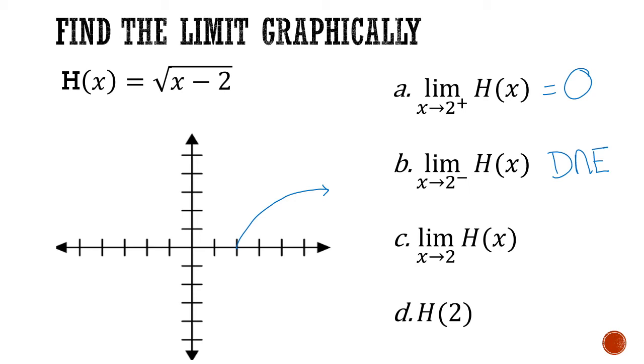These are really important things for the AP test. And C, the limit as x approaches 2 of h of x. That means from both sides, since the left and right limits aren't the same, then this also does not exist. And then the last one, h of 2. So the point where the x value is 2 on this graph has a y value equal to 0.